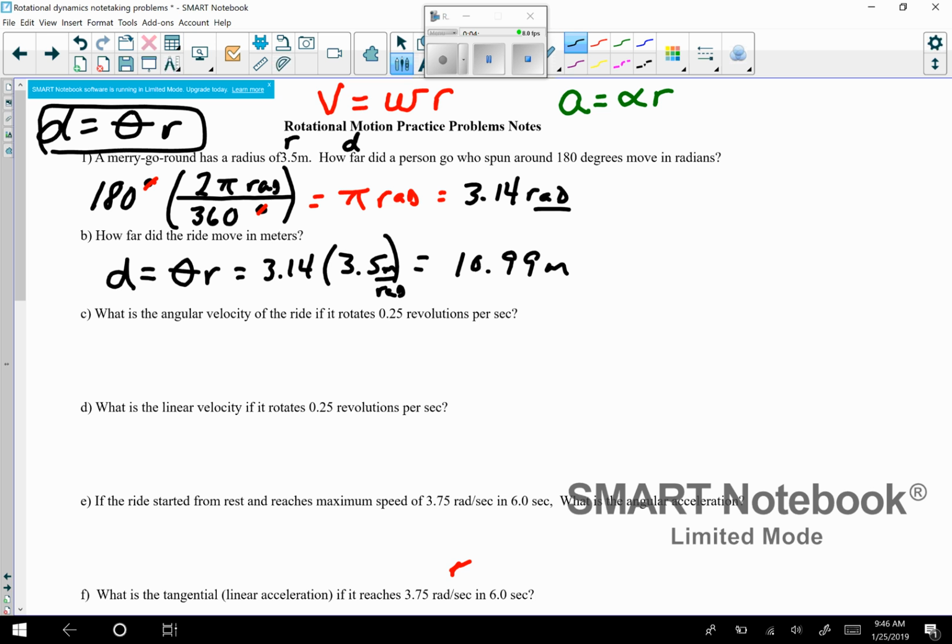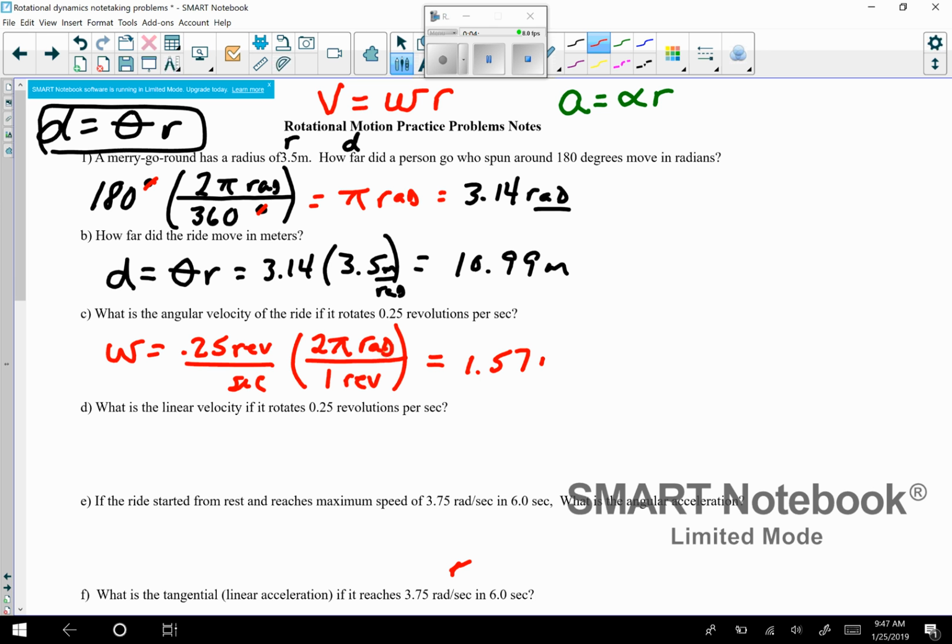Now, the next one says, what's the angular velocity? Well, angular means use the Greek letters. So I'm looking for angular velocity, if it rotates 0.25 revolutions per second. Well, angular velocity is not going to be in revolutions per second. It's going to be in radians per second. So once again, I'm just going to simply make this a conversion factor. We get my revolutions to cancel out by putting 1 revolution on the bottom. In 1 revolution, there are 2 pi radians. Remember, 2 pi r is the circumference of a circle. And so an r is a radius, and a radian is the same thing as a radius. So I'm just going to multiply by 2 pi. And this ends up being 1.57, or half of a pi, radians per second.